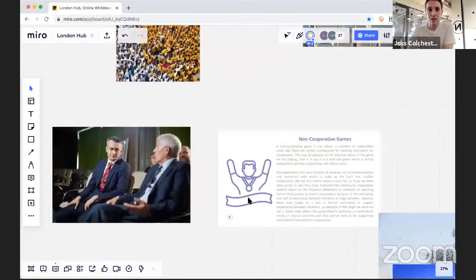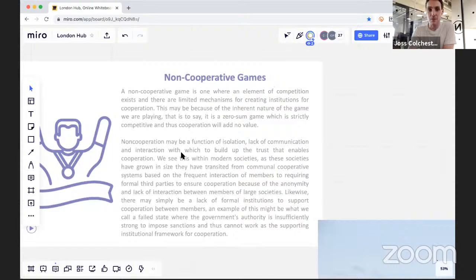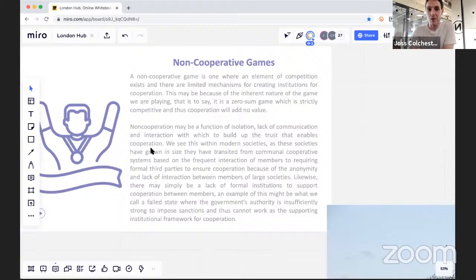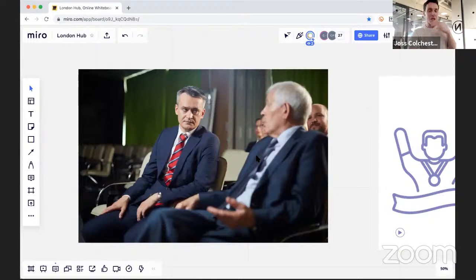So non-cooperative games, this is one where an element of competition exists. There are limited mechanisms for creating institutions for cooperation. Non-cooperation may be a function of isolation, lack of communication and interaction with which to build up the trust needed to cooperate. So let me get into that in a minute, but I think this is a good example, right? If these are in a zero-sum game, one's going to win, the other's going to lose, that innately creates conflict, it creates tension, it creates competition. And it creates a whole set of dynamics that emerge out of that.